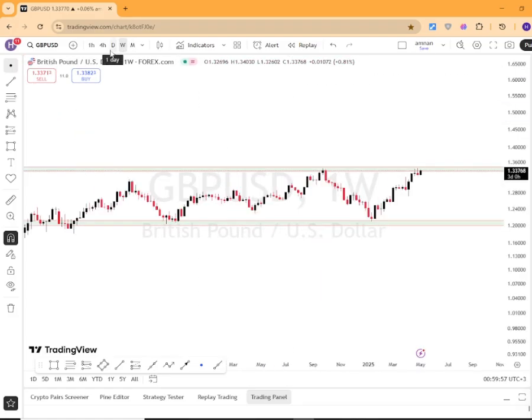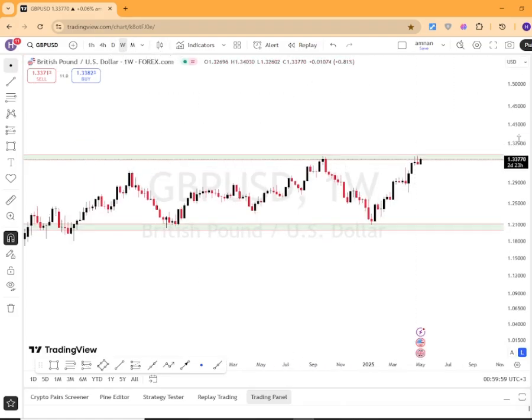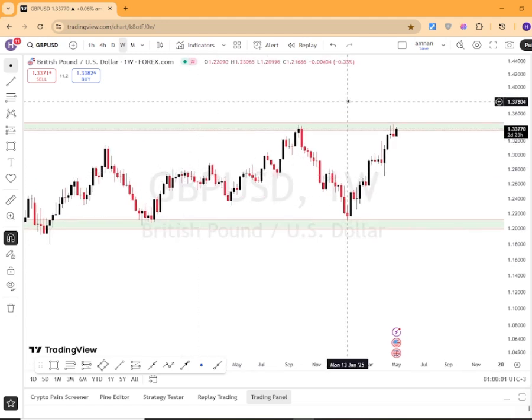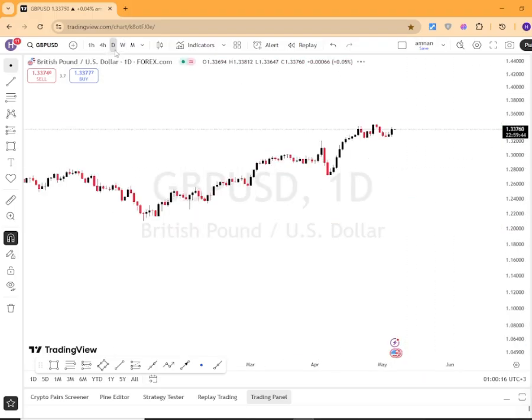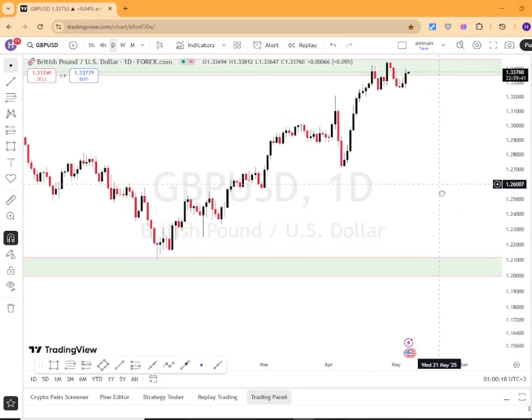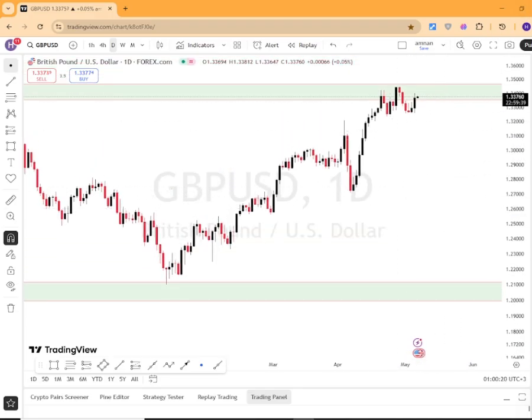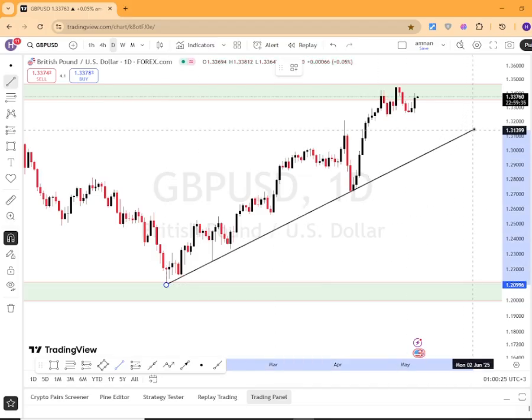There are more probabilities on this market, because there's no decision we can make on this market while the market is at the resistance point. Let's go to the weekly time frame to see more clearly about it. Look at this. So this market is at the resistance. It has resisted twice for almost 3 weeks. We are at the resistance.